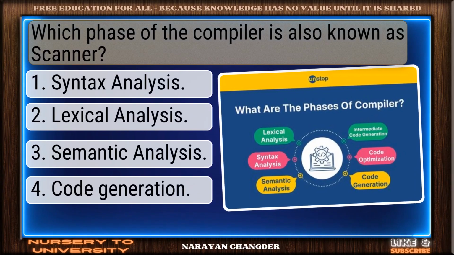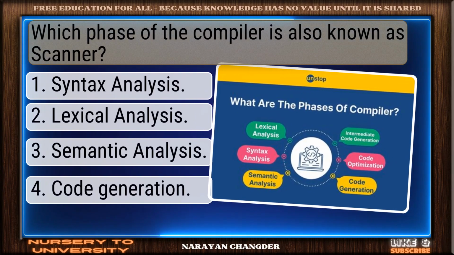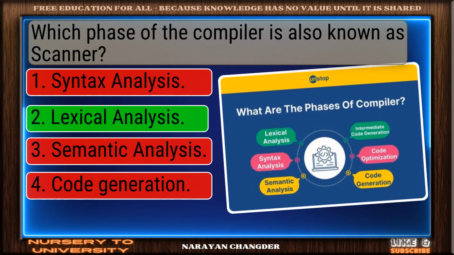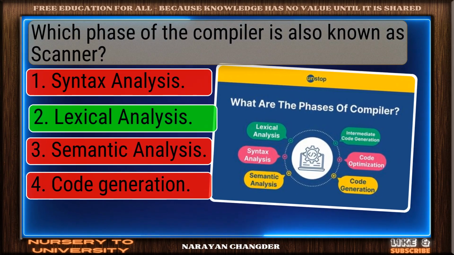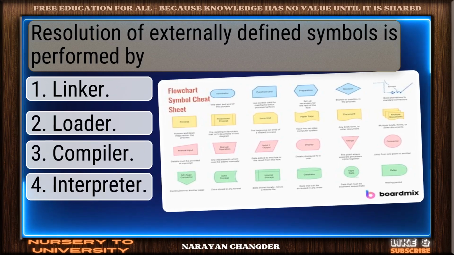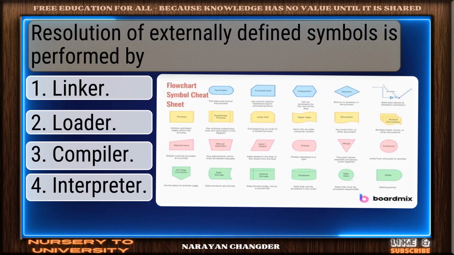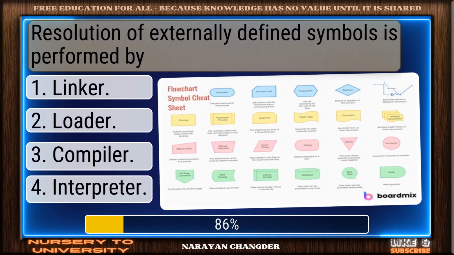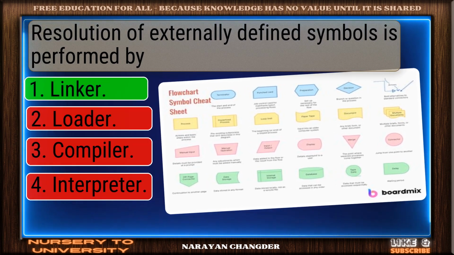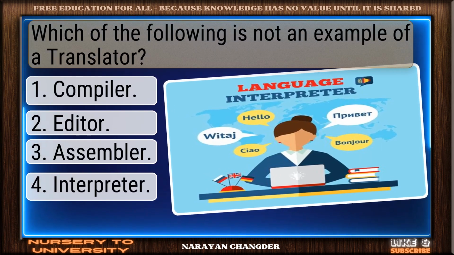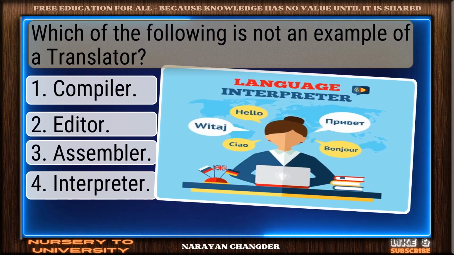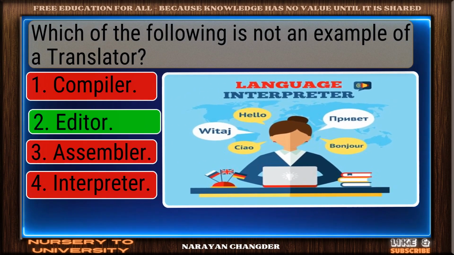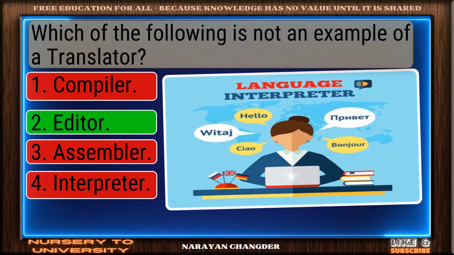Which phase of the compiler is also known as scanner? Correct response. Lexical analysis is accurate. Resolution of externally defined symbols is performed by. Great job. Linker is accurate. Which of the following is not an example of a translator? Nicely done. Editor is solid.